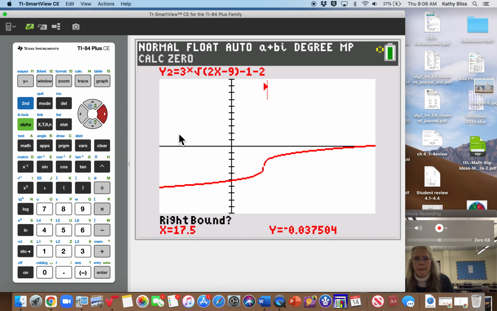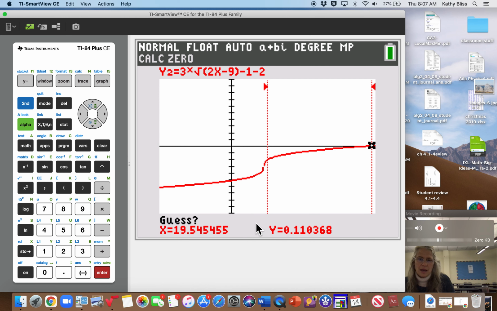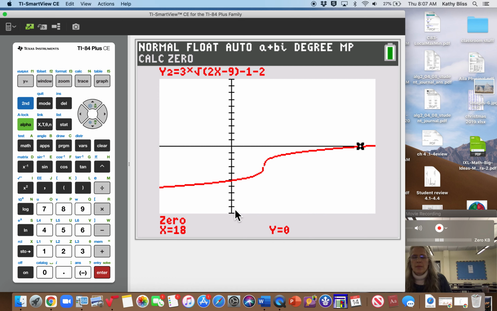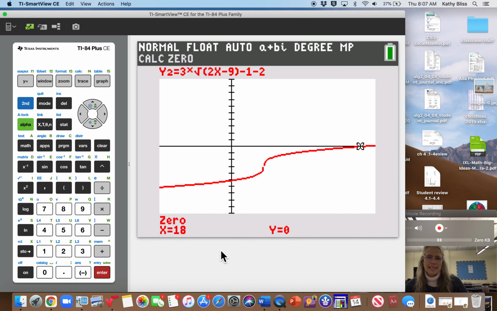Let's see. Okay, so there my y value is starting to get positive. So now I know I'm above the x-axis since my y values are positive. So I'm going to hit enter there because I see how my y value is positive. So now I have a left bound and a right bound, and I'm just going to hit enter. And this might take a little bit longer because my things were so far apart. But there you go. There's my 0 of 18.